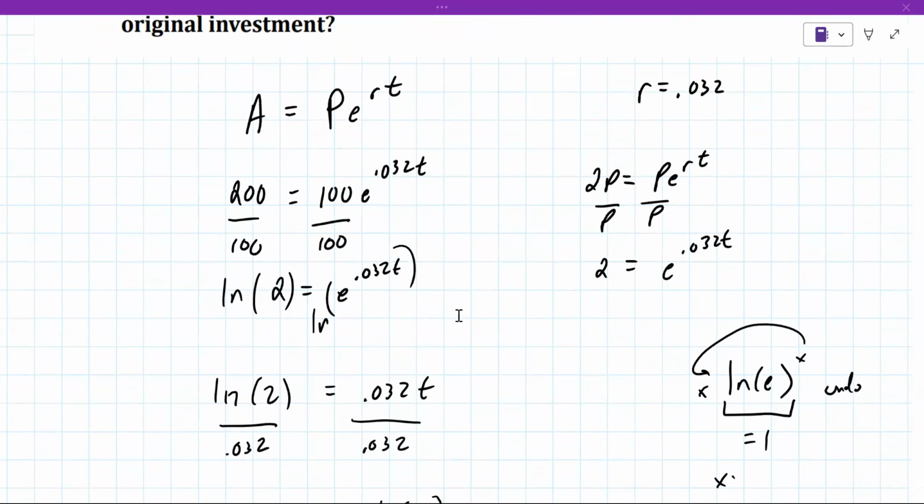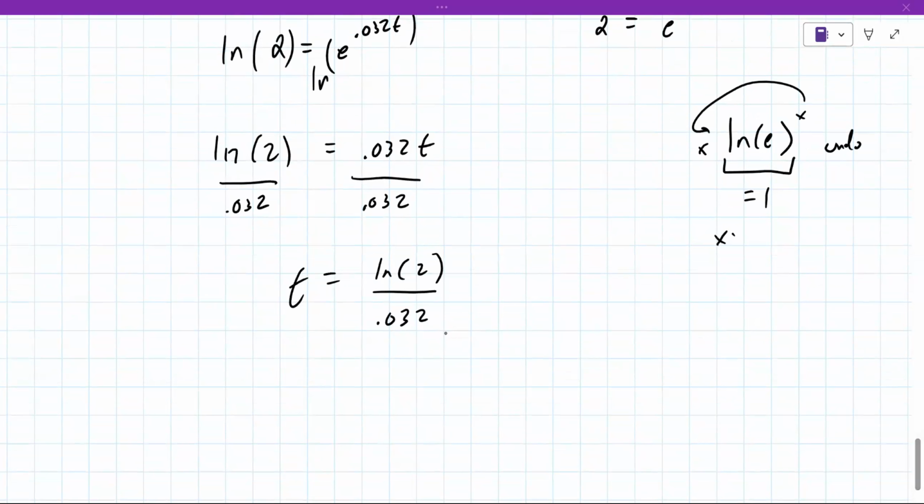But this one ends up being 21.7 years. It's a really long time for your money to double. It's because the interest rate is so low. You don't want to do that. You need a much higher interest rate than that.